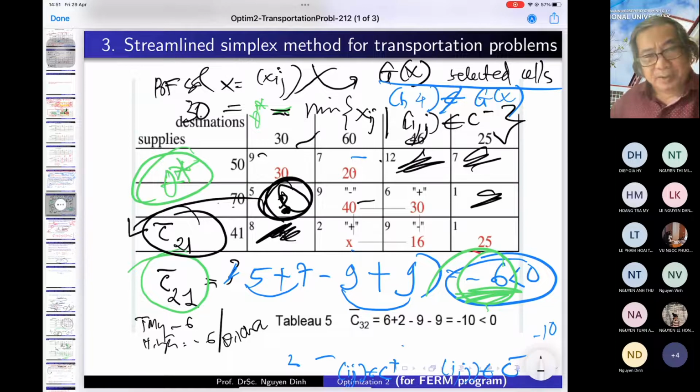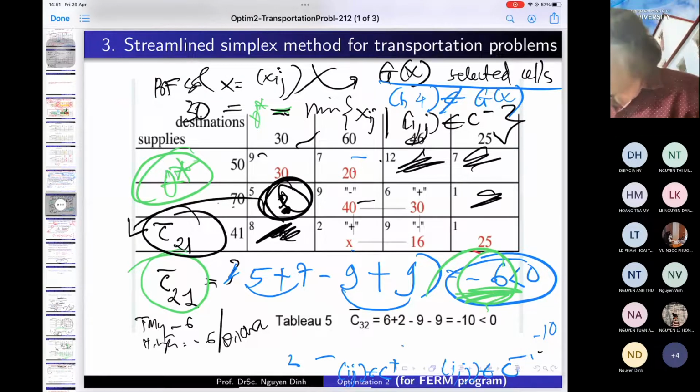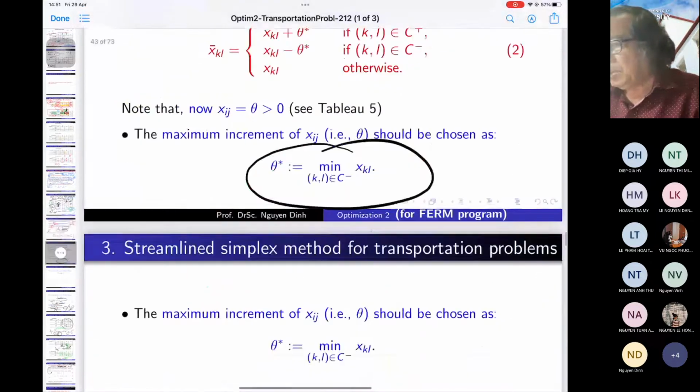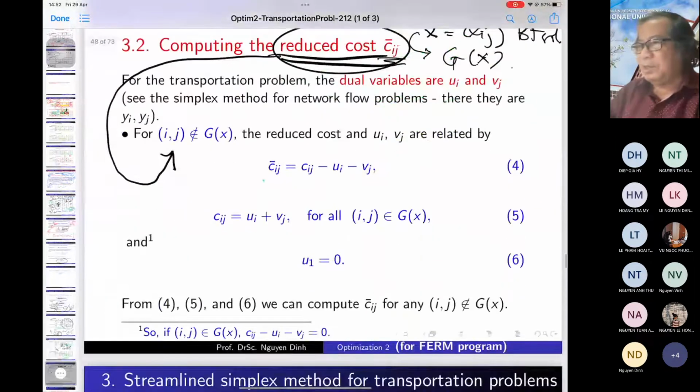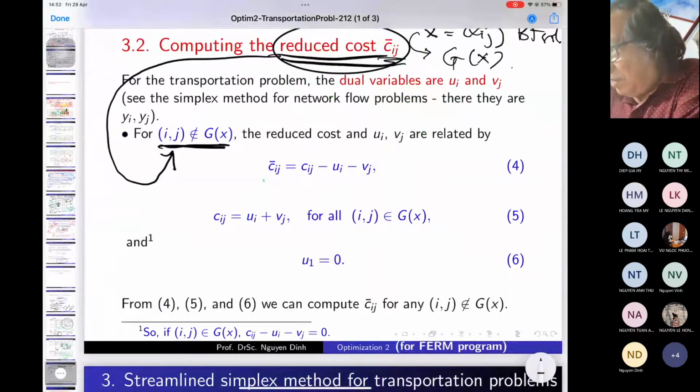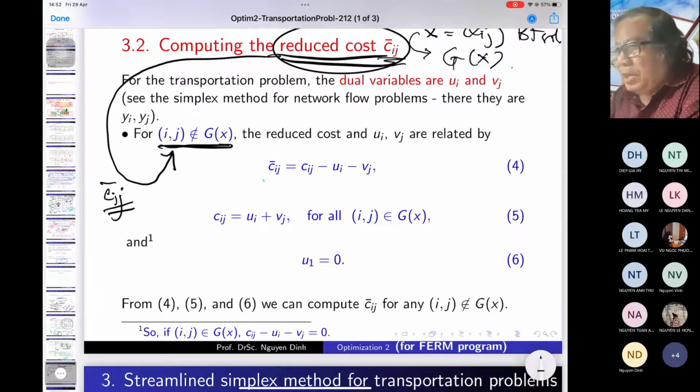So the aim of C bar ij is for the cell which is not in the set of selected cells. We calculate C bar ij only for the ij which is not in Gx. Keep on, C bar ij, we find this for all the ij which is not in Gx. That's the first thing.